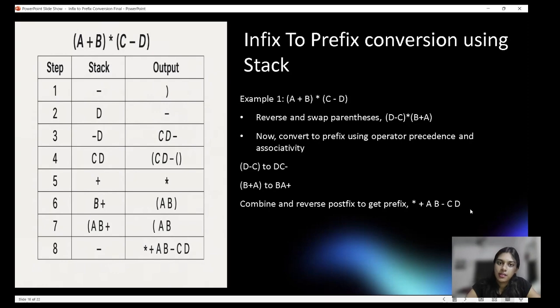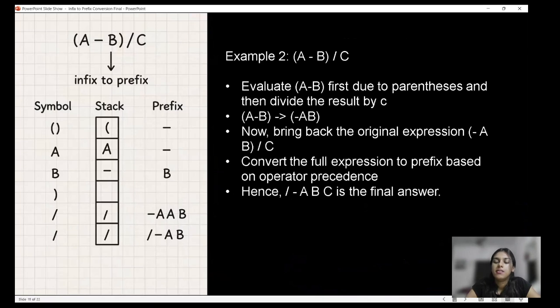Now we will go to our next example. A minus B divided by C. So this is the same example we've used in our previous slides. So same thing. You evaluate A minus B first because it's according to the parenthesis, then you divide it by C. This is our stack representation, and our symbols go first because it's according to parenthesis, then A, then B, and then we get our final answer.